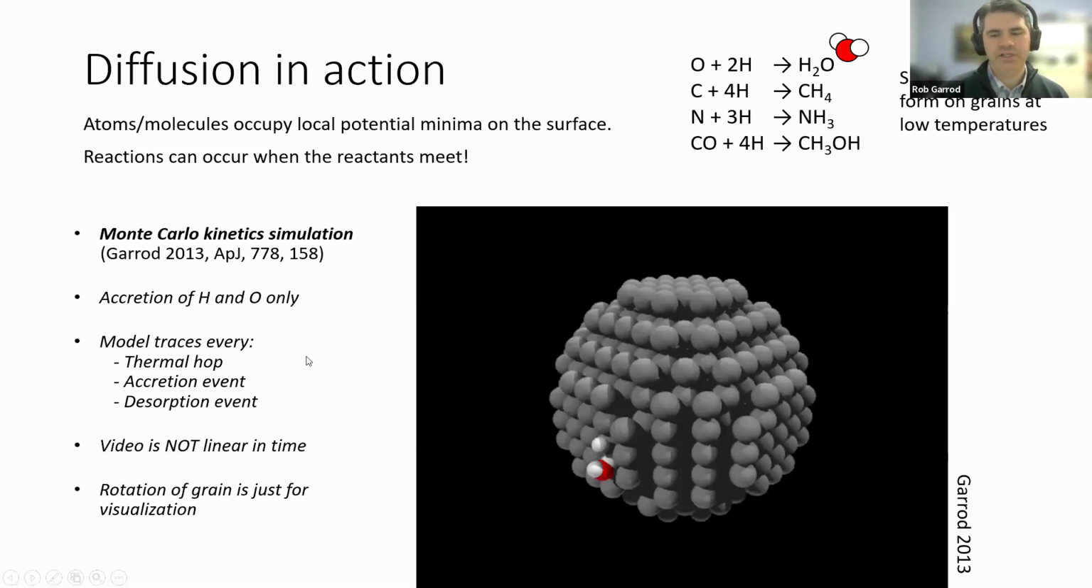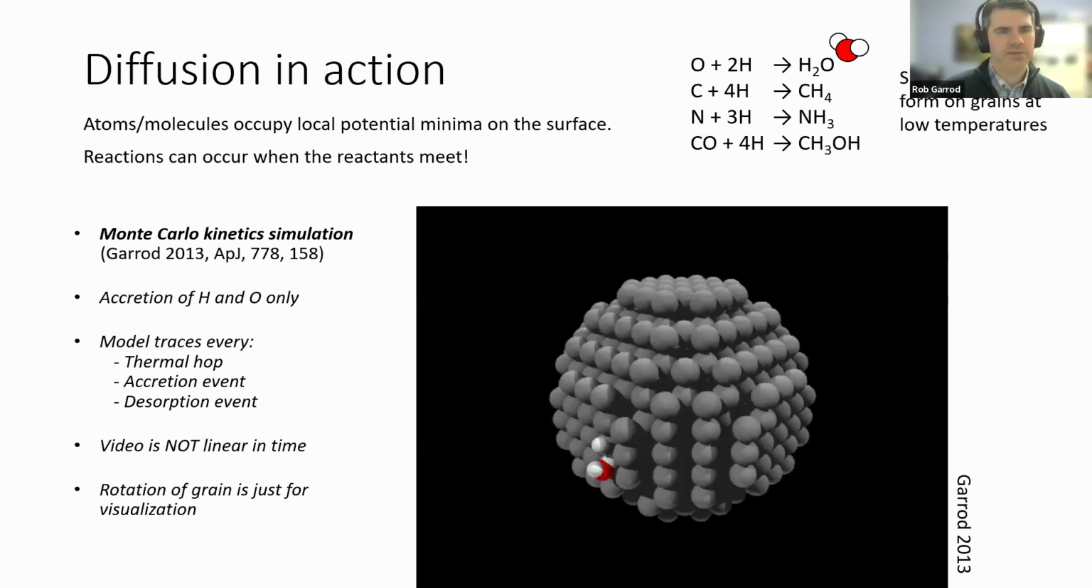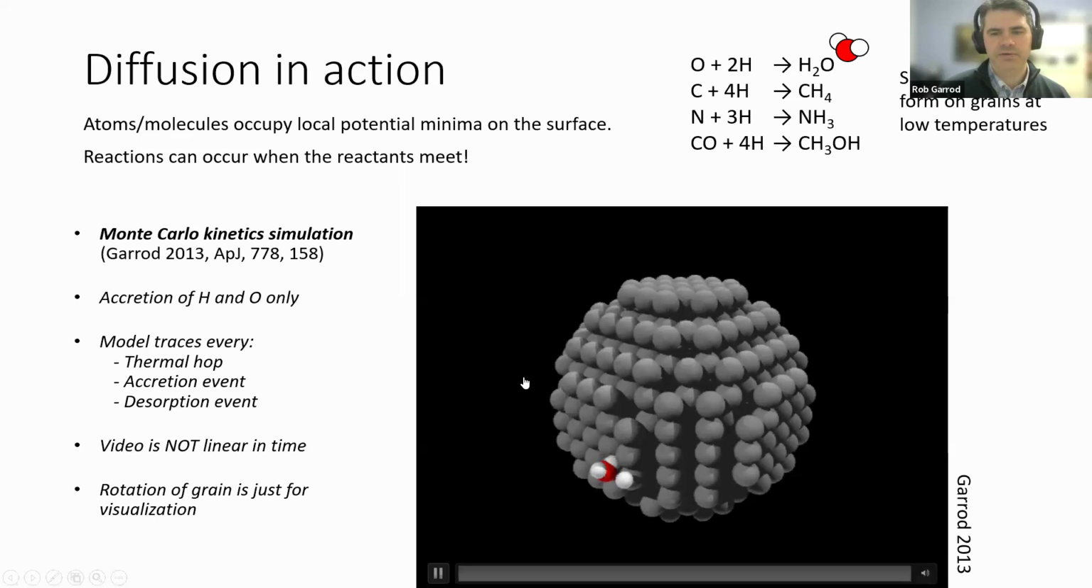And what we'll see here is where a hydrogen atom or hydrogen atoms are moving around on the surface and are going to meet an oxygen atom and form a water molecule. Okay, so this is an example of that microscopic Monte Carlo kinetic simulation method, where we simulate the positions of every atom and molecule at all times. Okay, so let's start the video here.